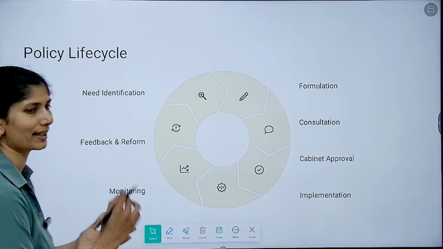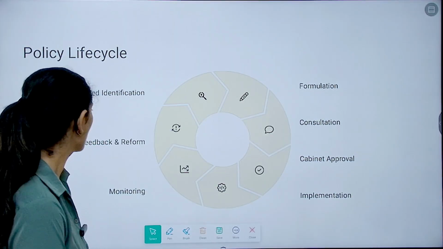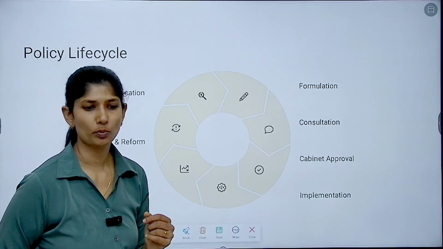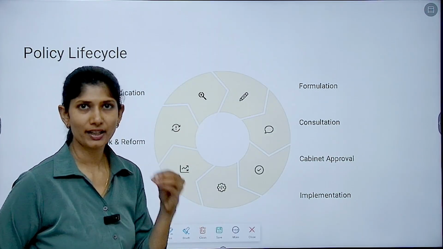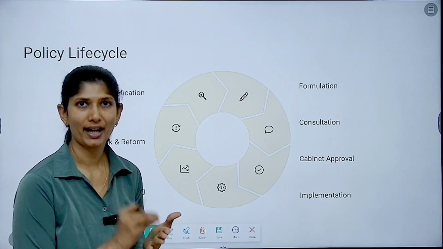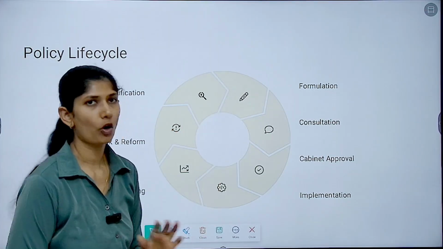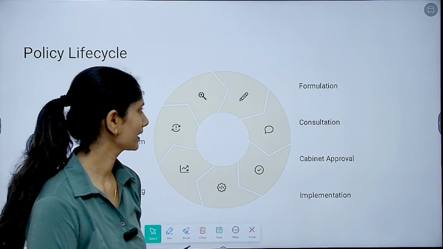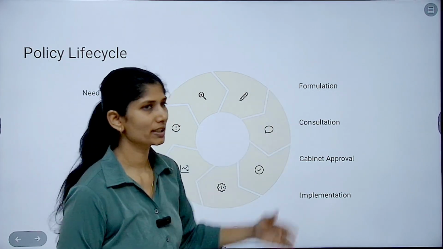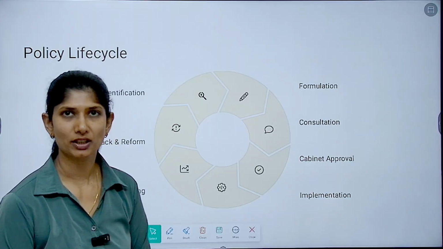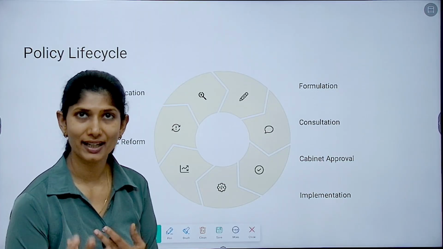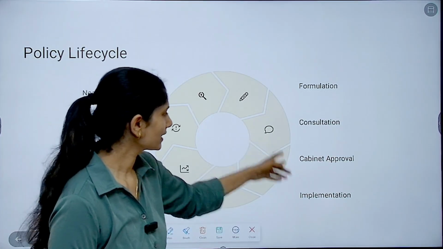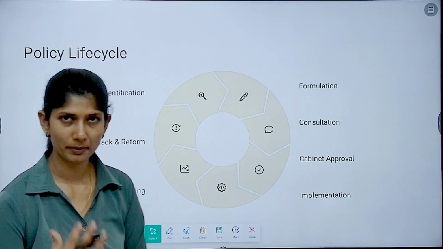So, how exactly is the life of a policy? First and foremost, the need is identified, like we discussed with respect to poverty. You first identify what area needs to be addressed, then you formulate a policy based on the need, with inputs collected. Here you bring in the consultation of various expert committees, NITI Aayog, states. So it's a multi-stakeholder approach. Then it gets cabinet approval, and it is implemented.